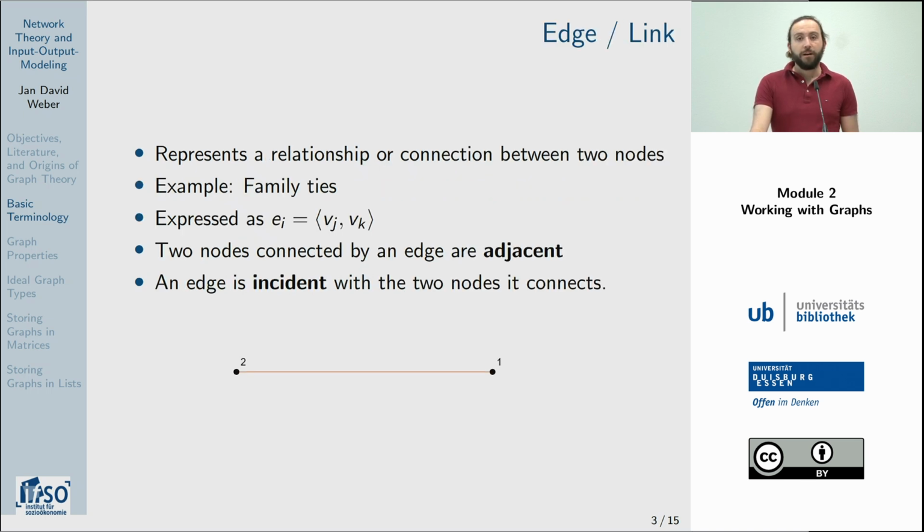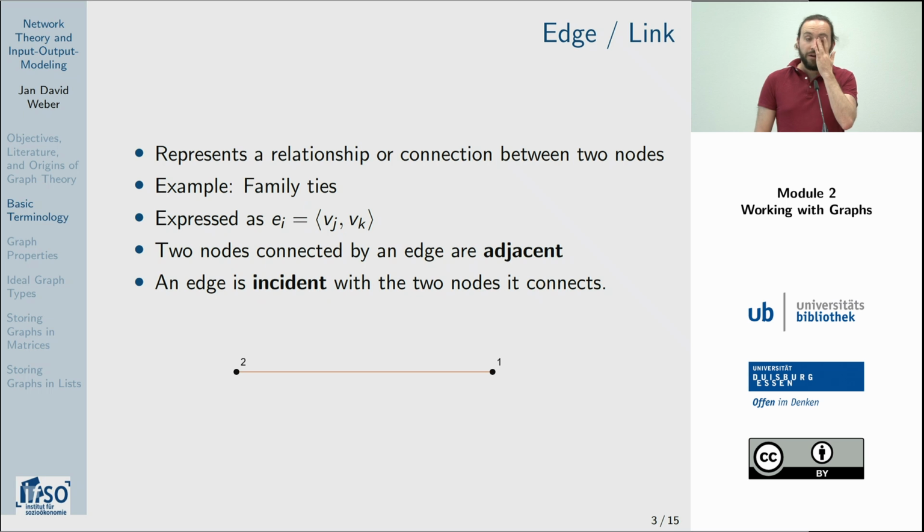Because the next thing we're adding are edges and links. Edges and links represent a relationship or a connection between two nodes. So when we go back to the example of brother and sister, the edge would be the family ties between them, and they are expressed as Ej. So here is the connection between node 1 and node 2. This is how we label that in a mathematical context.